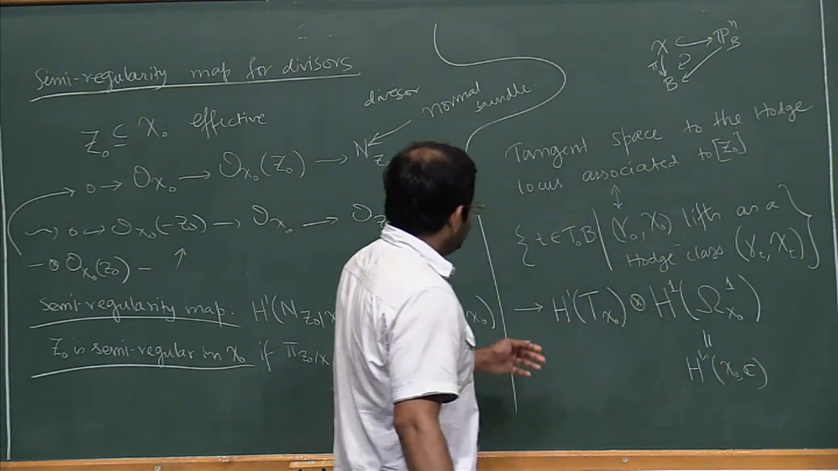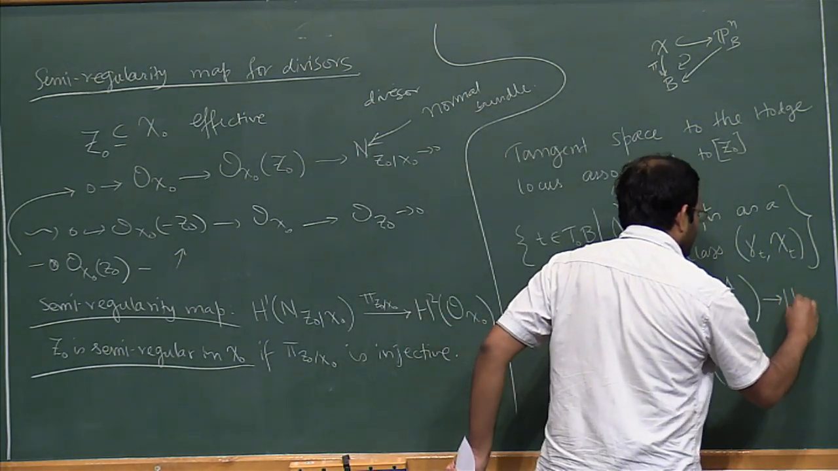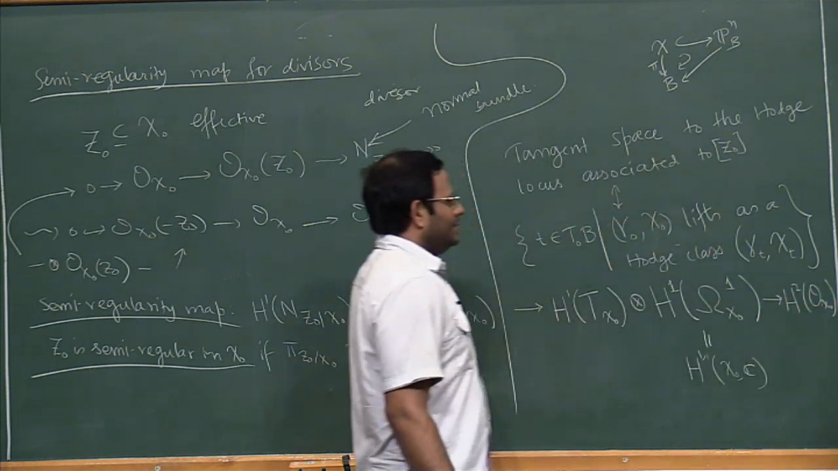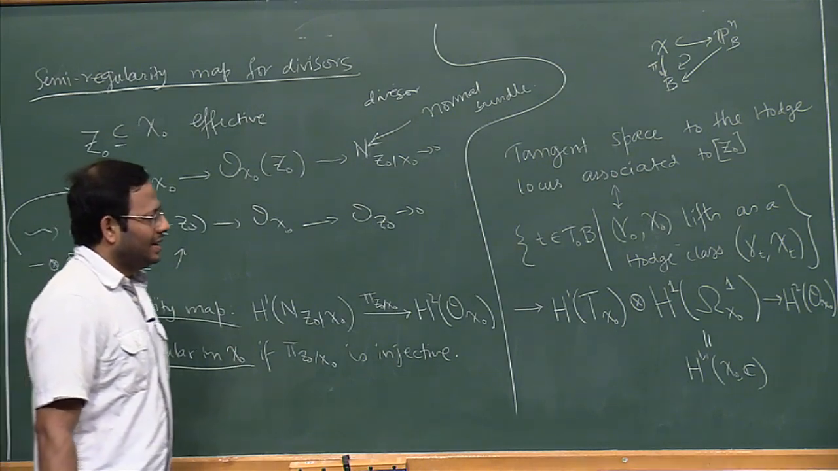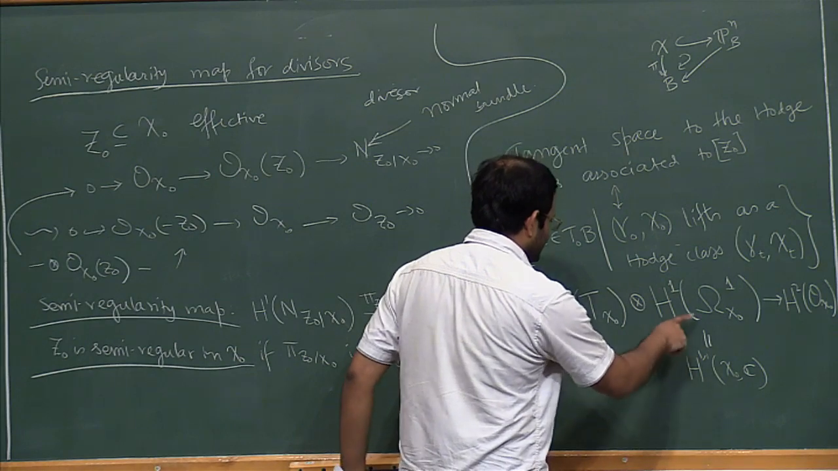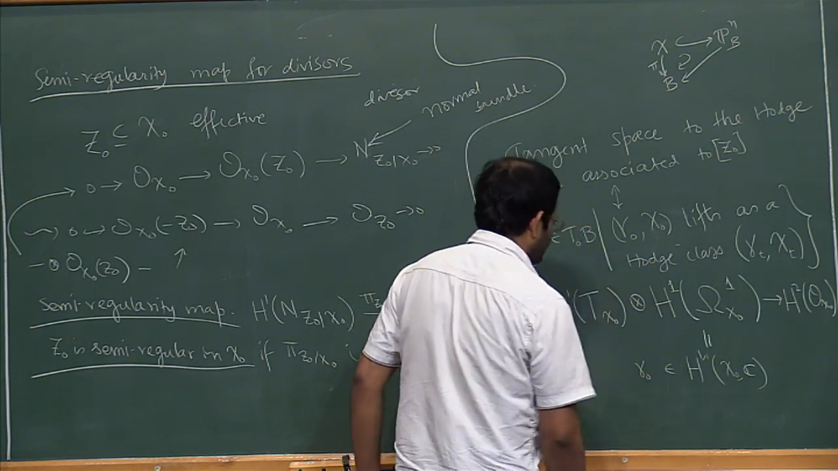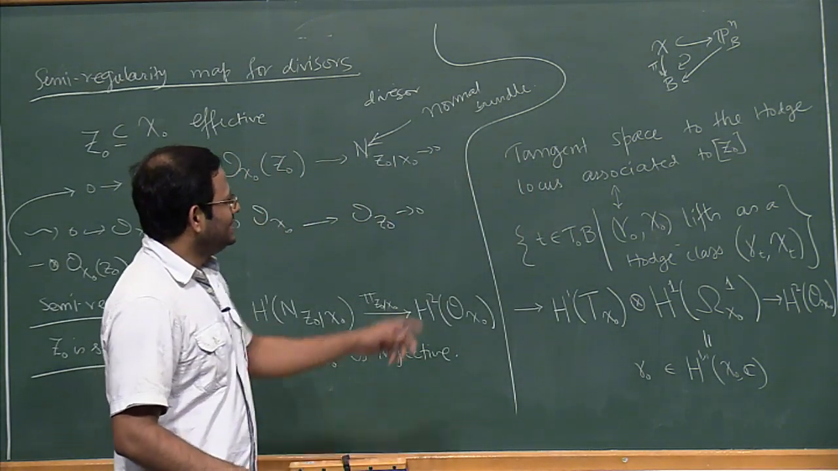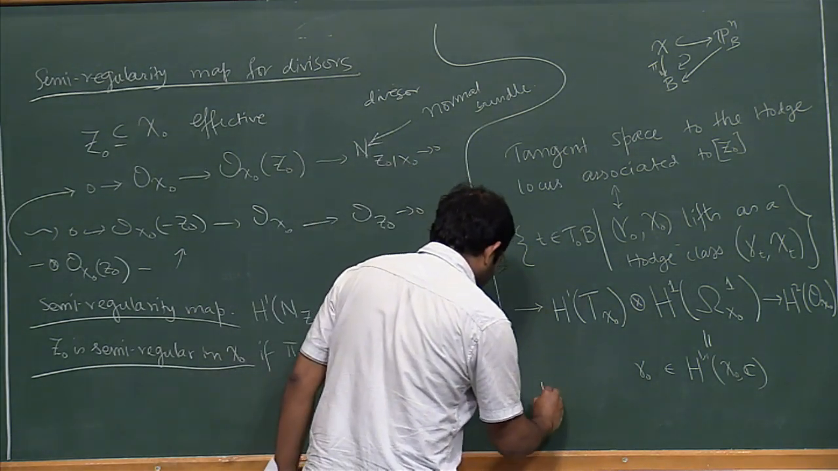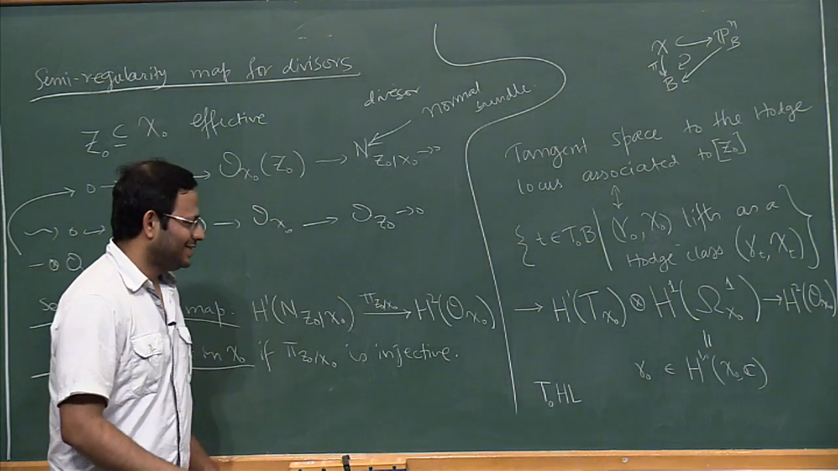Okay, and now we all know that the cup product will go to H2, okay, and now the cohomology class of Z0, which lives in here. And the tangent space, which let us call Hodge locus. I use Roberto's notation.